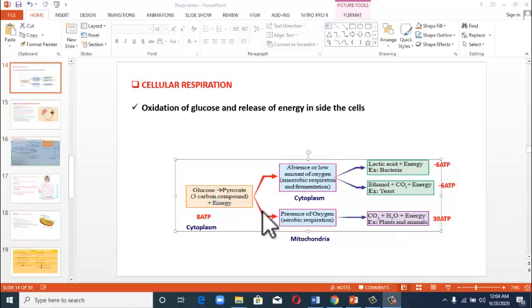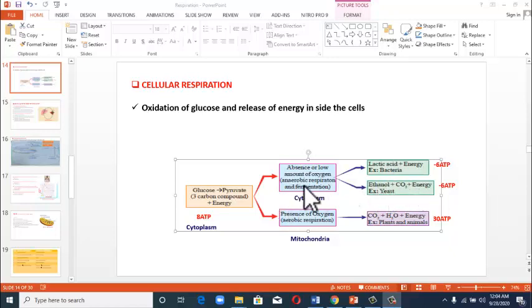So if glucose is broken down in presence of oxygen, then 38 ATPs are produced, and such a respiration is called as aerobic respiration. Aero means air, that is oxygen, and respiration is respiration. So in presence of oxygen, if the breakdown goes on, then that is aerobic respiration. If it goes on in the absence of air or oxygen, then it is called as anaerobic respiration. So in anaerobic respiration, glucose is finally converted into lactic acid or ethanol plus carbon dioxide.